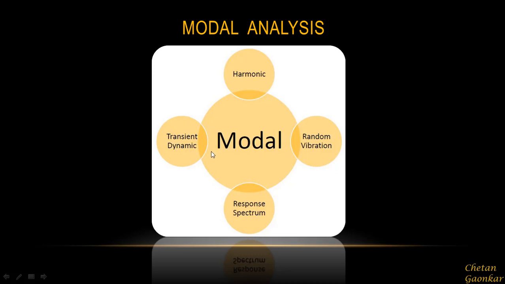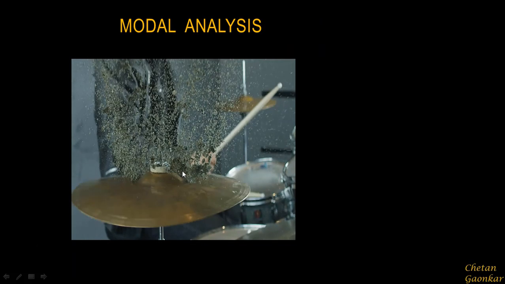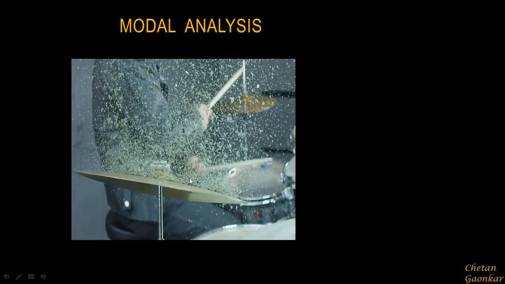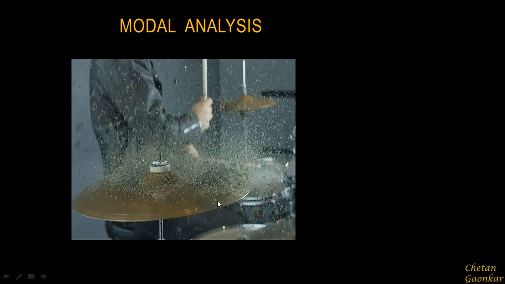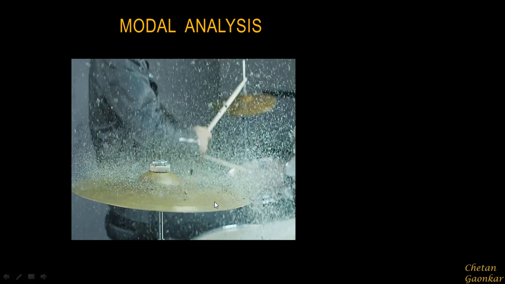Okay, so again I'll give you one more example of this cymbal, wherein a drummer is hitting this cymbal. He is basically exciting this cymbal, and then you can see the oscillations here, right, in the cymbal, how it is oscillating for a given excitation.